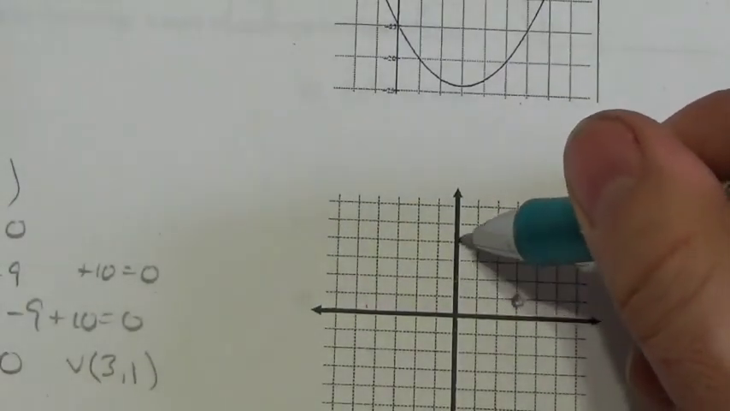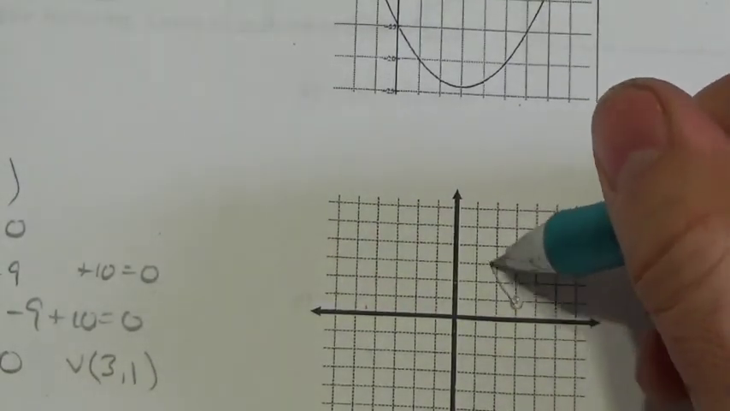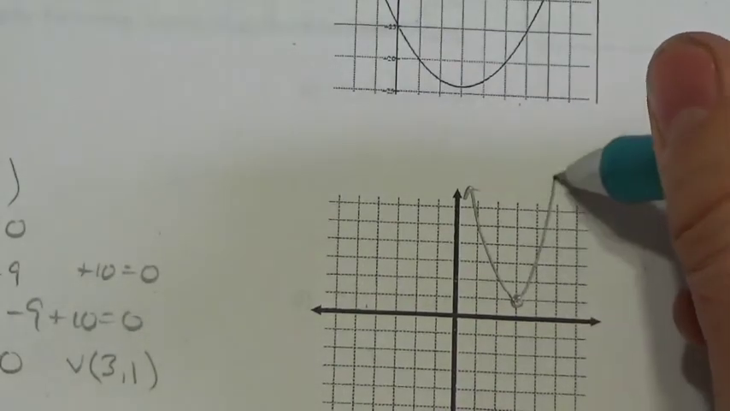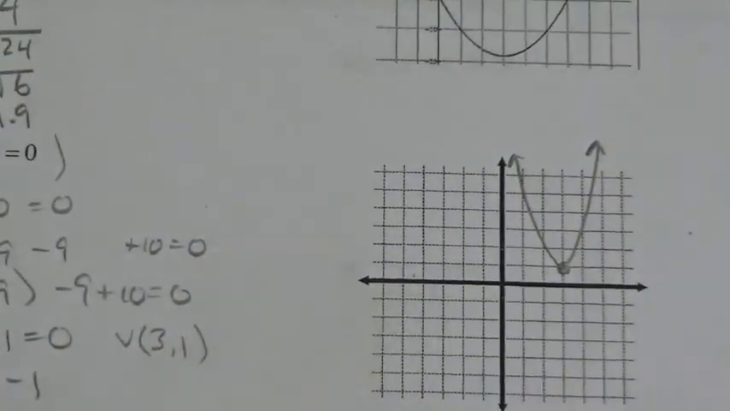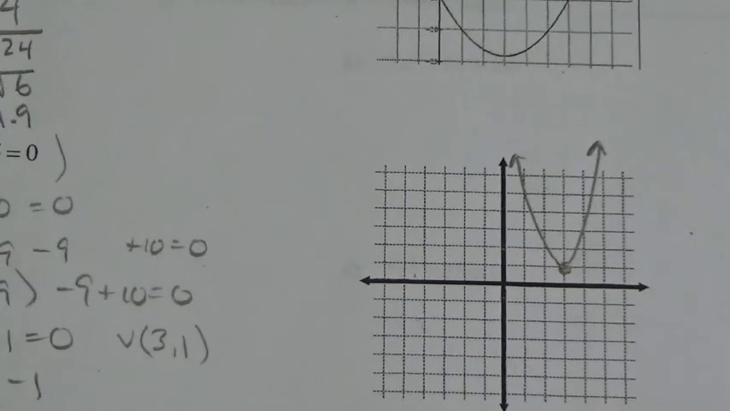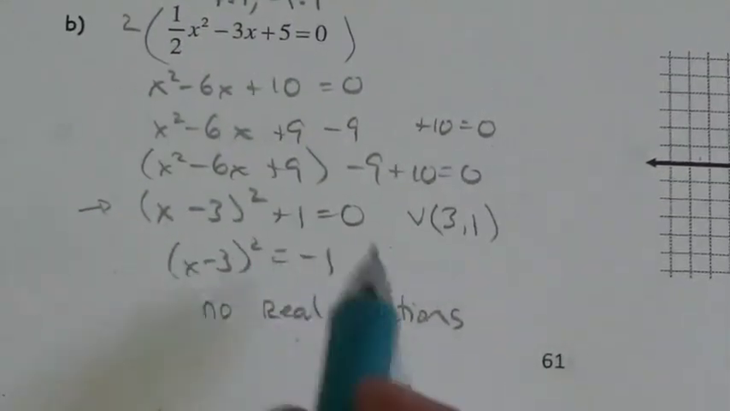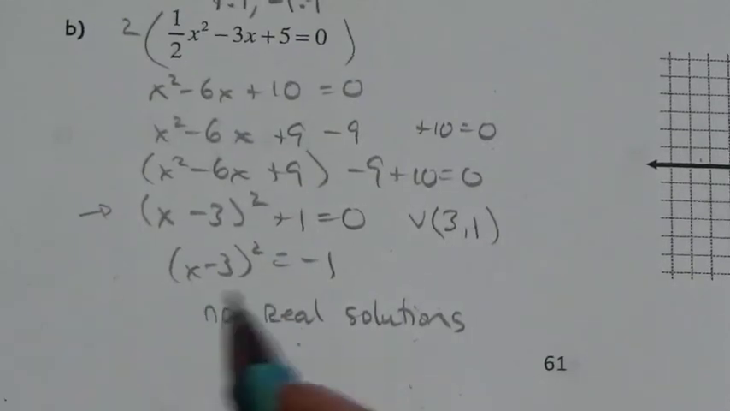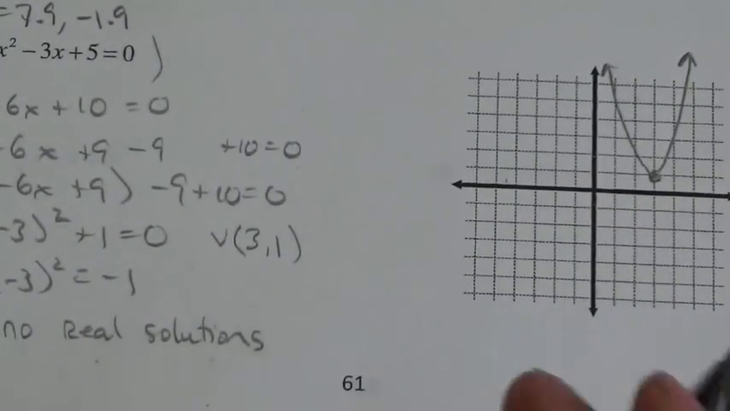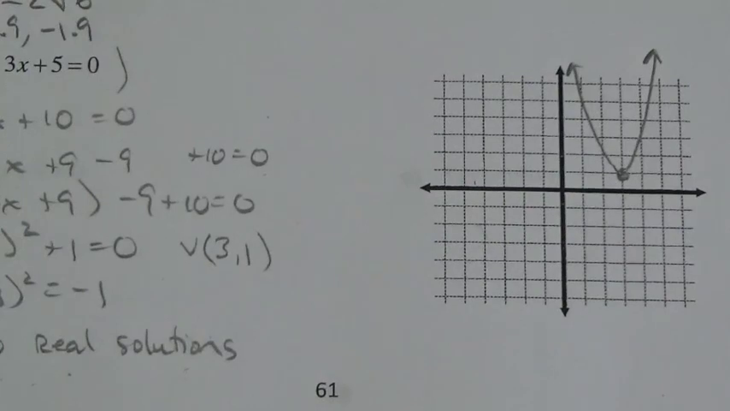This is 1, 2, 3, 4, 5, 6. Okay, it's way up here. So this thing's actually going to open up something like this. So no wonder we run into a situation here where there is no solution. I just want you to be aware that that sort of situation can happen, where you end up with no real solutions, and that's because the parabola doesn't intersect with the x-axis at all.